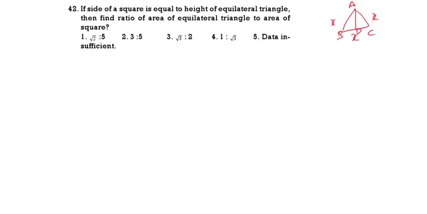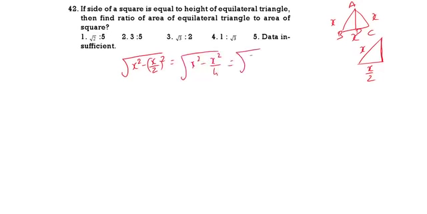Now what is asked? The side of equilateral triangle. So BC is x means BD will be x by 2 and this will be x. We need to calculate height. Height how to calculate? The root of x square minus x by 2 whole square. That gives root of x square minus x square by 4. That is root of 3x square by 4. That is root 3x by 2. This is the height of the equilateral triangle. And height of the equilateral triangle is equal to side of the square. So side of the square is equal to root 3x by 2.